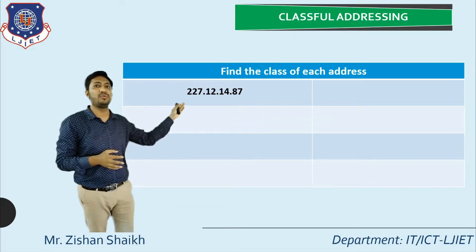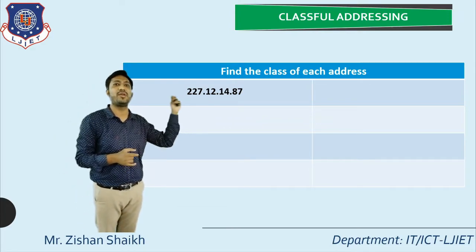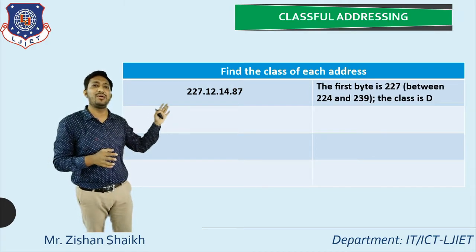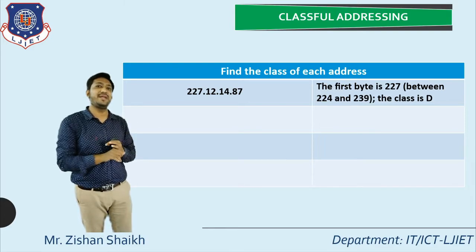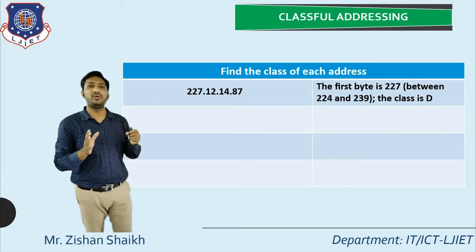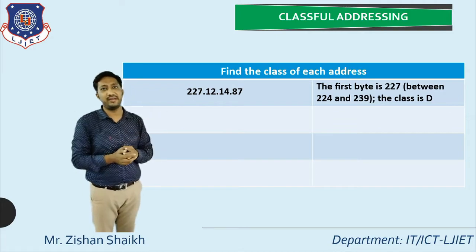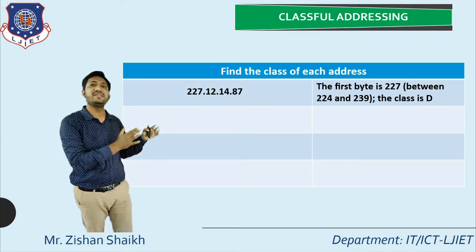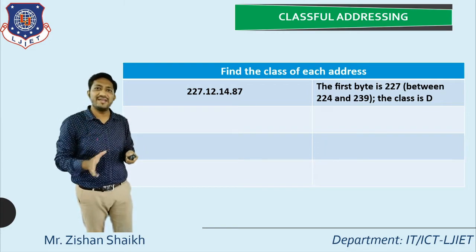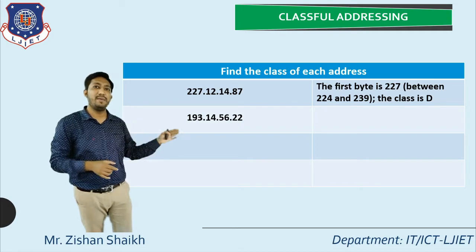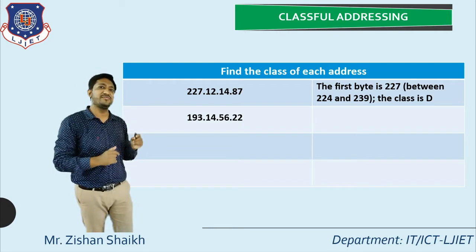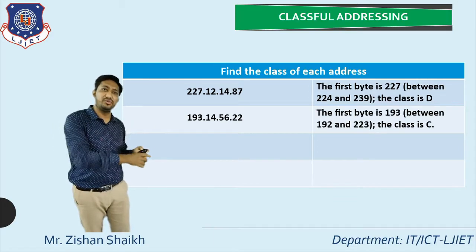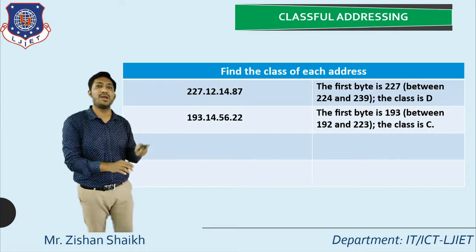For example, we have 227.12.14.87. Which class does it belong to? It belongs to class D, because its range is between 224 and 239. So we have to understand the ranges of class A, B, C, D and E in decimal form. Suppose we have the IP address 193. From the ranges we can easily see that 193 is between 192 and 223, so we can say it belongs to class C.